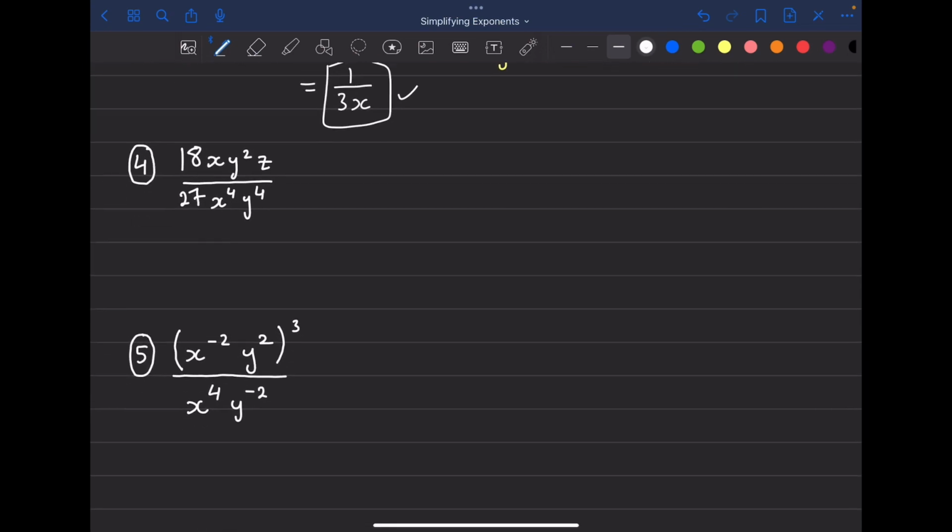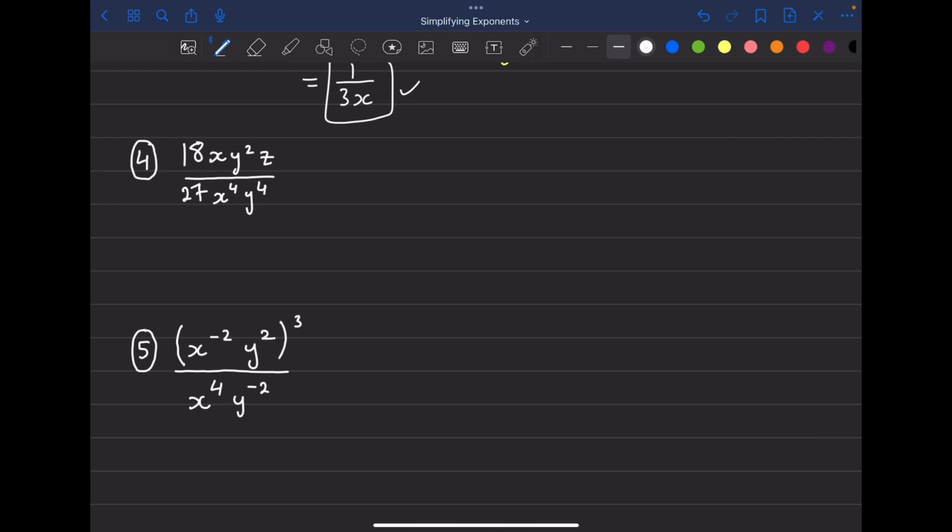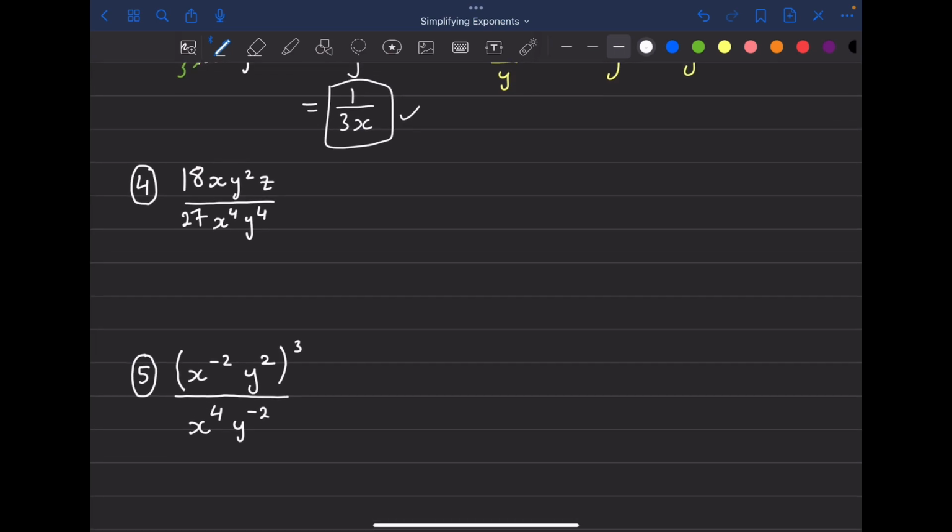Okay, question number 4. This one is a tiny bit more complex, but it's the exact same steps. So 18 and 27 are both divisible by 9. So the 18 becomes a 2, 27 becomes a 3. And then the x's, we can do it on the spot now. Let's try to be a bit faster. But yeah, so 2 over 3 stays. And then x, 1 on top, divided by x to the power of 4 is x to the power of negative 3. So we have x cubed on the bottom.